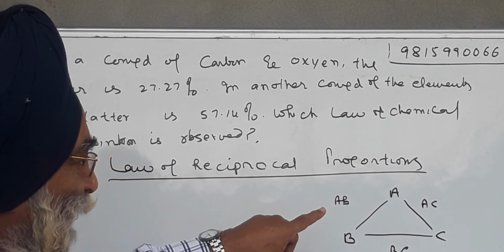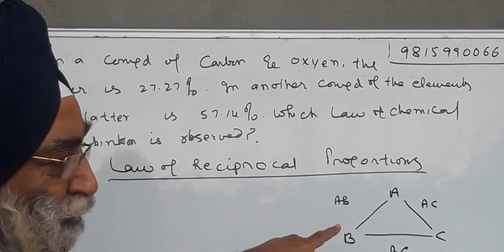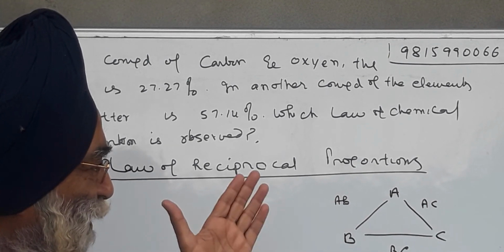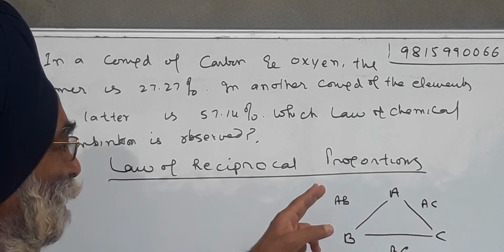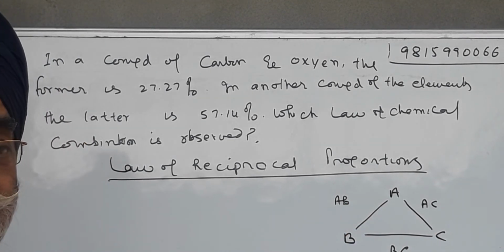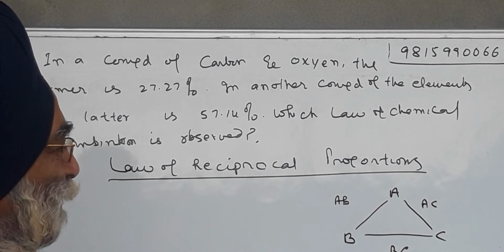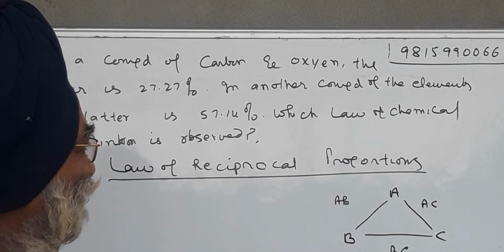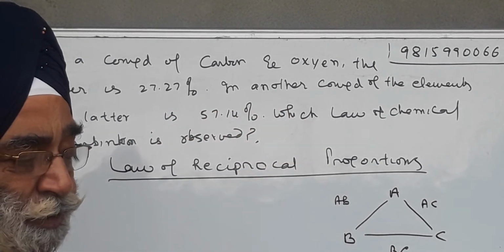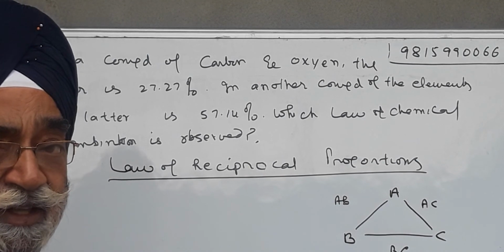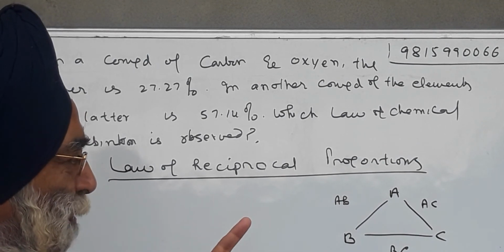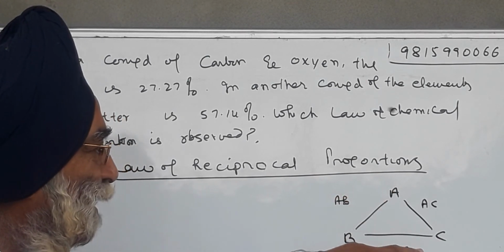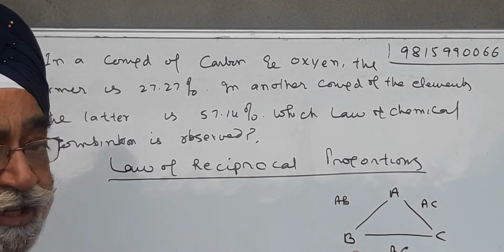We may have a direct example. Then we shall write the definition of law of reciprocal proportions. It is slightly difficult as compared to law of conservation of mass, law of definite proportions, law of multiple proportions. Now this is about 3 elements. 2 of these combine at a time, A and B, A and C, B and C. The A, B and C do not combine together.